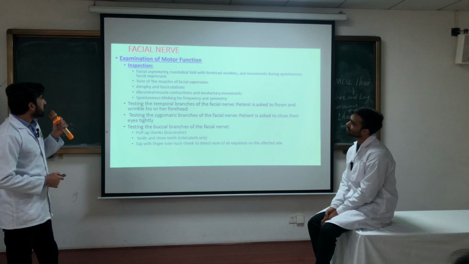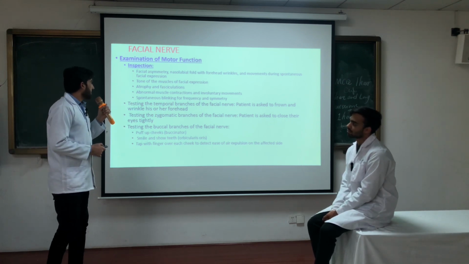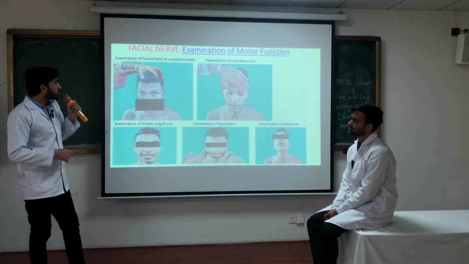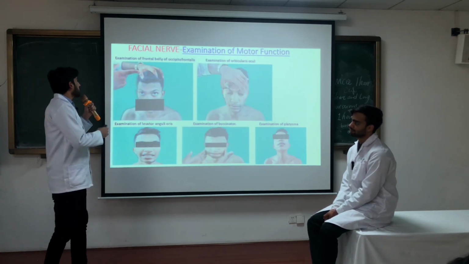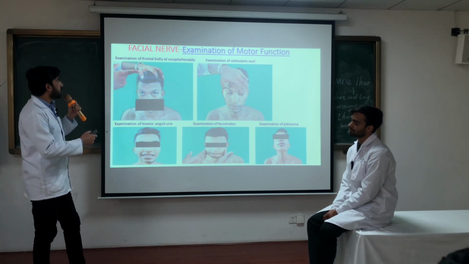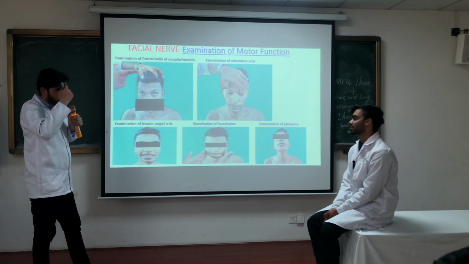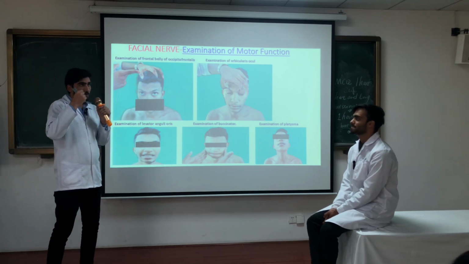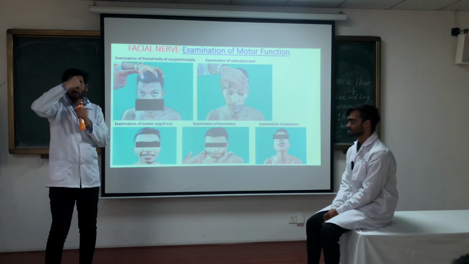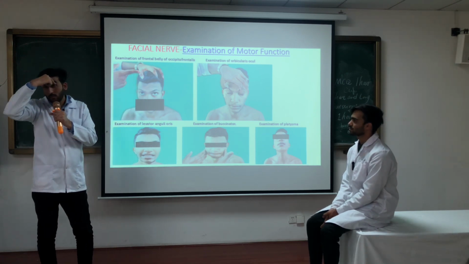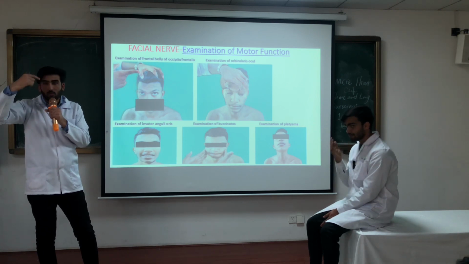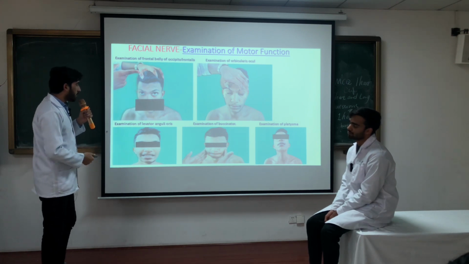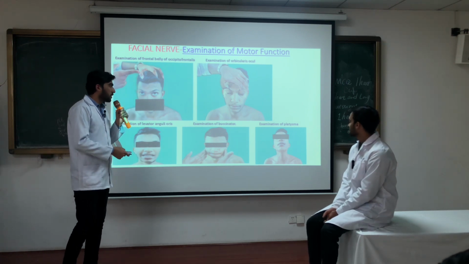Then the facial nerve. The facial nerve is important because it supplies the face, the muscles of facial expression, and also supplies the anterior two-thirds of the tongue. So for examination of the frontal belly of the occipitofrontalis, we check the forehead of the patient. Examination of orbicularis oculi: we put our finger here, open his eyes forcefully, and ask the patient to close the eyes forcefully. Then examination of levator anguli oris, and examination of procerus and platysma.